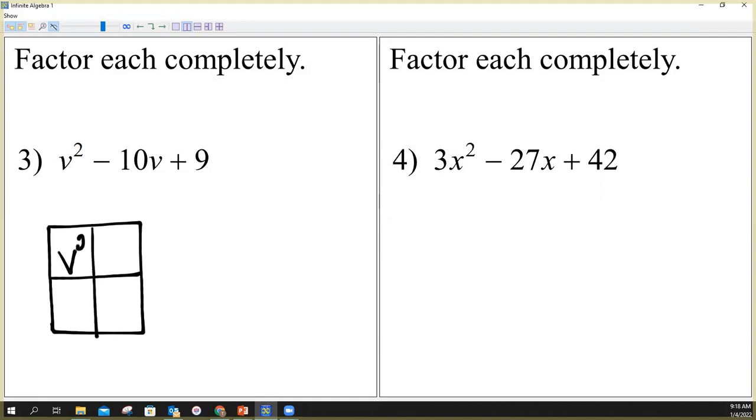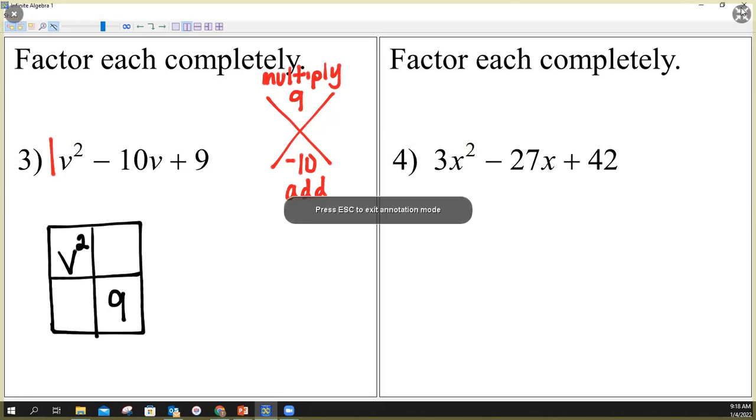b squared is in the top left. Positive 9 is in the bottom right. So in order to factor, you need two numbers that multiply and equal 9, and then they add to be negative 10. So if you know those numbers, send me a message in the chat box. Two numbers that multiply to be positive 9, but add and equal negative 10.